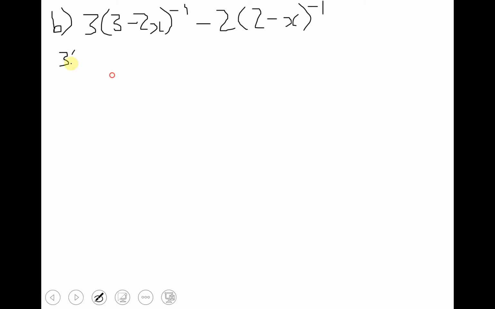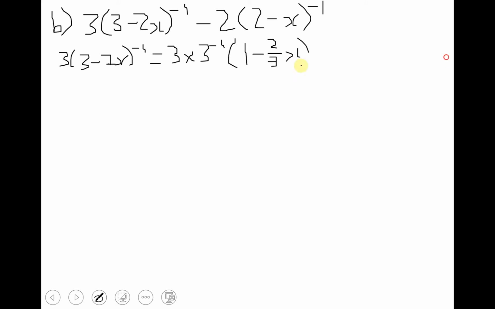So for the first one, 3 times (3 minus 2x) to the minus 1 equals 3 times 3 to the minus 1, times (1 minus 2/3 x) to the minus 1. Now 3 times 3 to the minus 1 actually gives us 1. So we get (1 minus 2/3 x) to the minus 1. Expanding using the binomial series, 1 plus nx, so we get 1 plus n is minus 1. The x is minus 2/3 x.